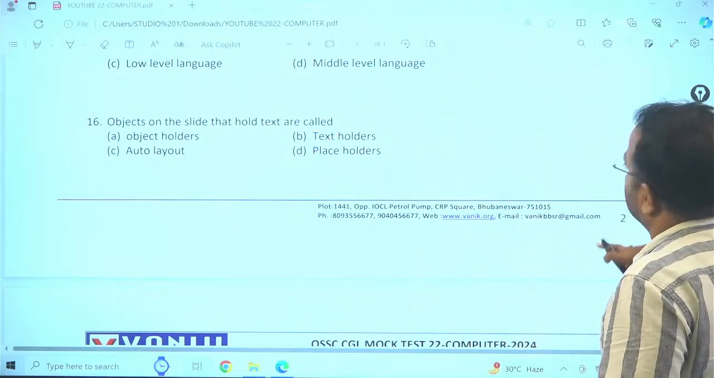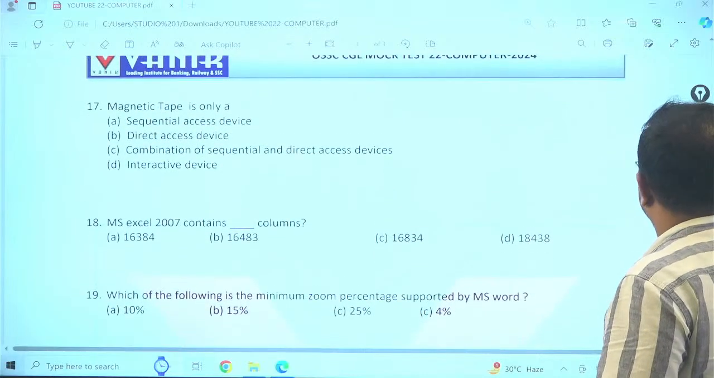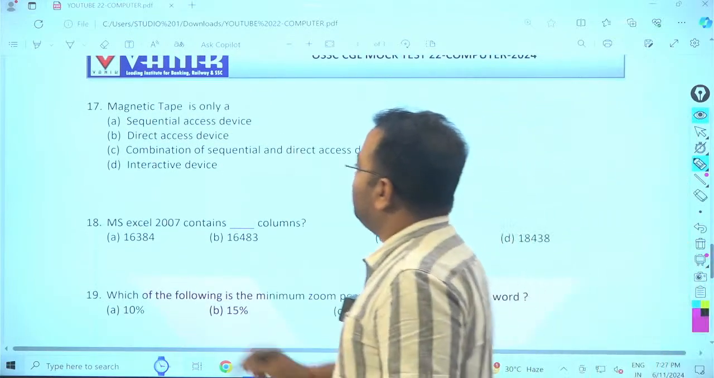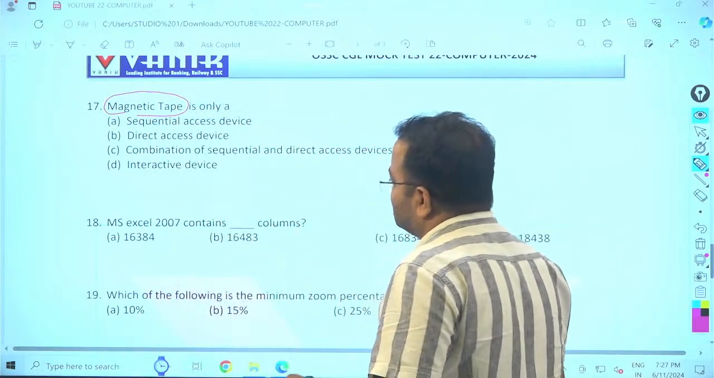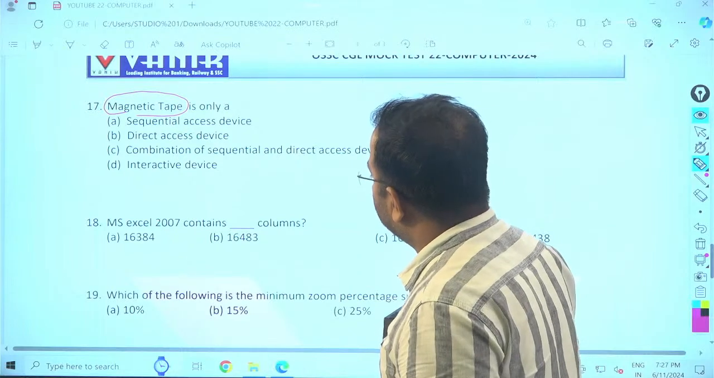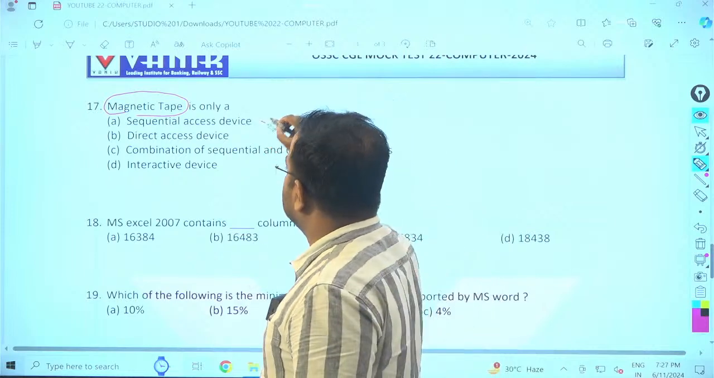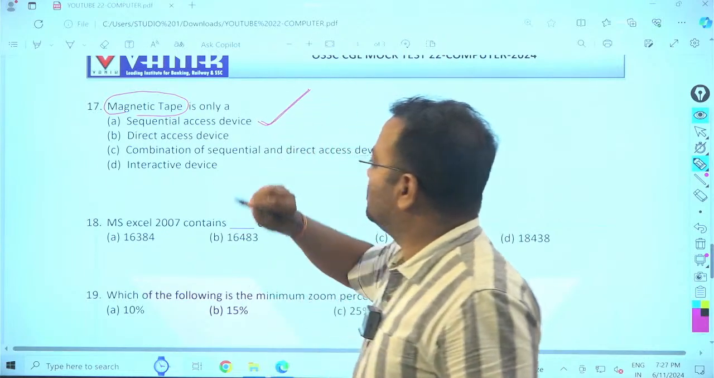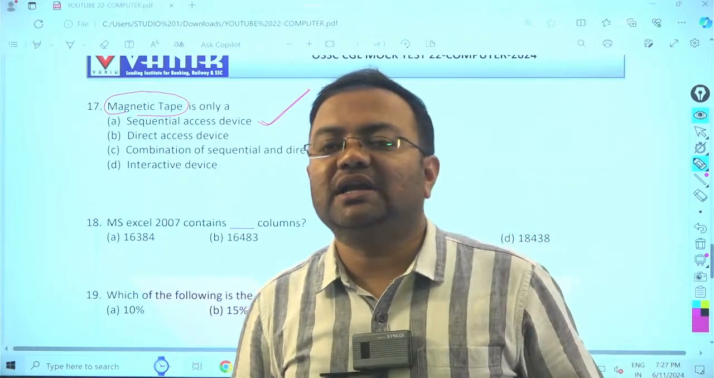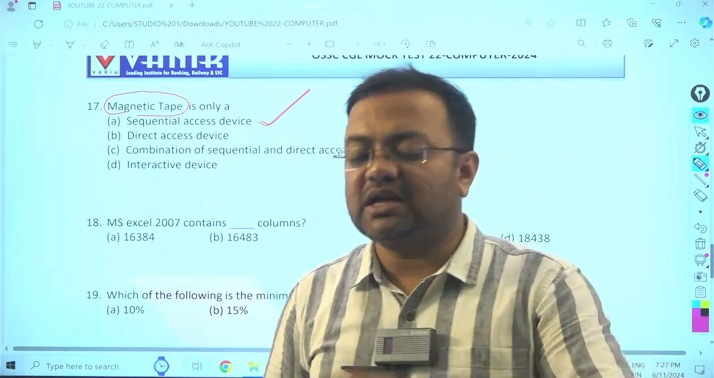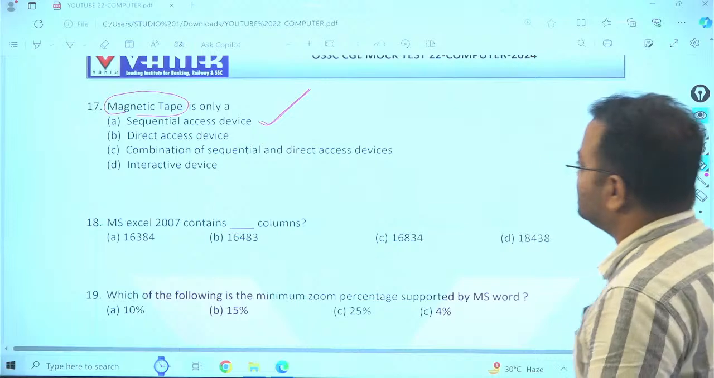Then goes to question number 17. Magnetic tape. Magnetic tape, it is in which mode? Sequential access mode, direct access mode, combination of sequential and direct access mode, interactive access mode. Simply we can say sequential access mode. So magnetic tape is the oldest secondary storage where the data can be read and written serially, or we can say sequentially. So that's why question number 17, answer is A.